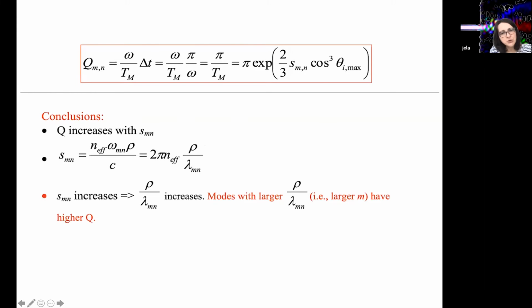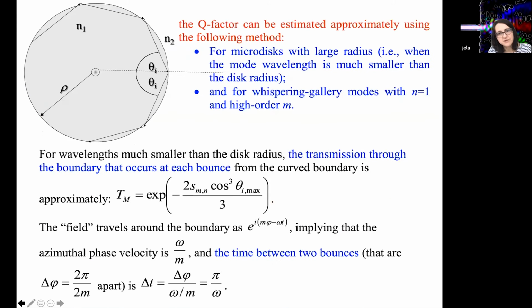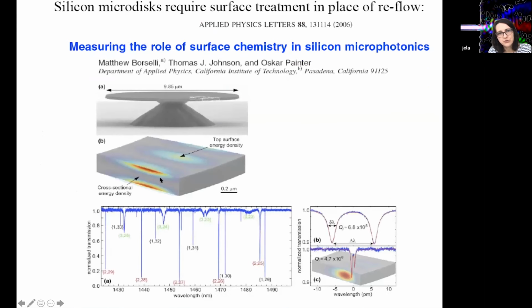Which is why, when you go back to the paper that we discussed on record values for the Q factors, those are obtained for large orders of azimuthal numbers of the mode, right? So these record values are measured for, I believe, one of these modes. I guess it's around 30, 31, 32. They're kind of similar. So it's a large azimuthal number of the mode.